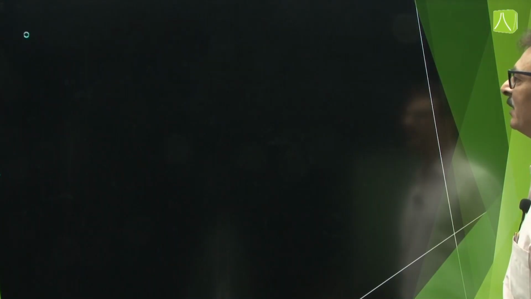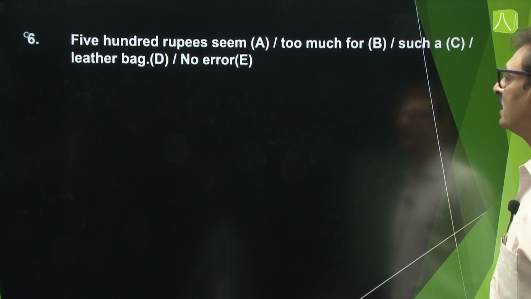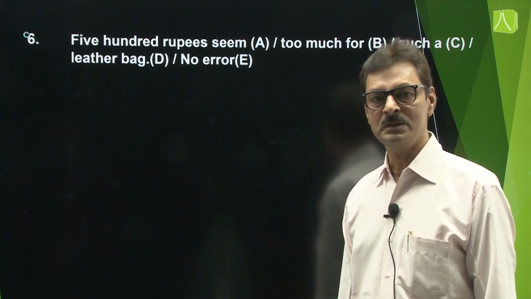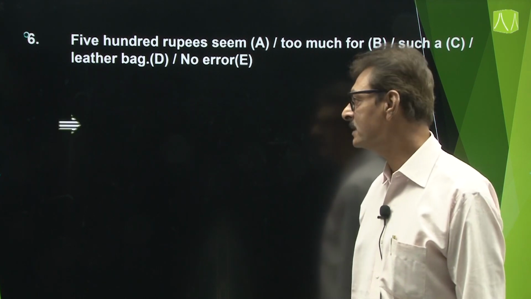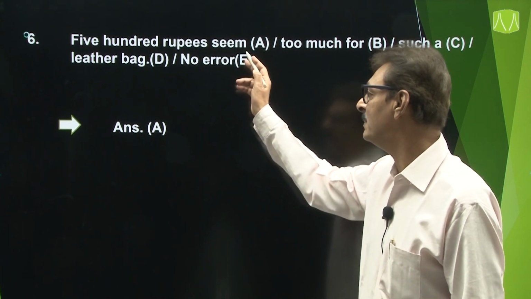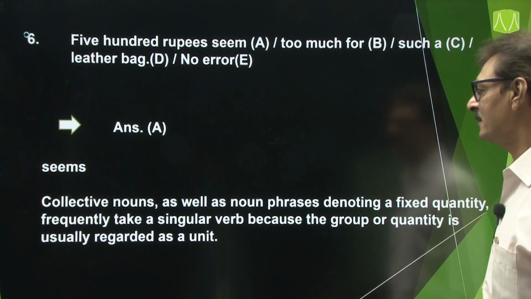चलते हैं with the next example very quickly. 500 rupees seem too much for such a leather bag. 500 rupees. When I talk about numbers, distance, verb should be singular or plural. The verb should be singular. तो 500 rupees seem नहीं आना चाहिए. 500 rupees seems is the correct answer.